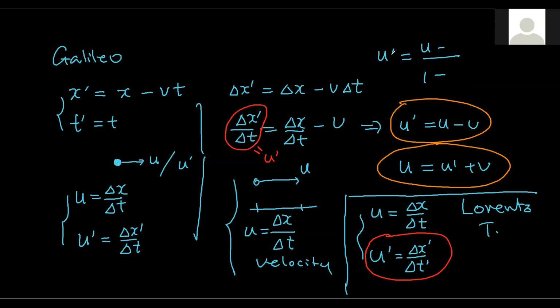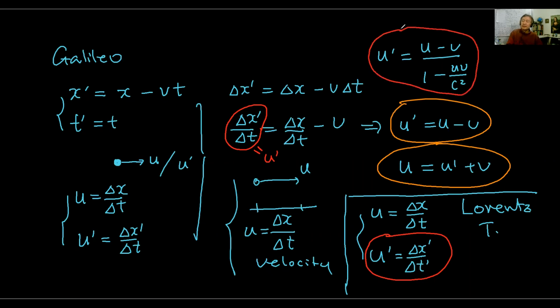I will double check the formula. Yeah, so nearly correct. That u prime will equal u minus v, divided by 1 minus uv over c squared. U and v are different. So that is the correct formula. If you want to try, see if you can prove this formula. That is the formula in relativity.